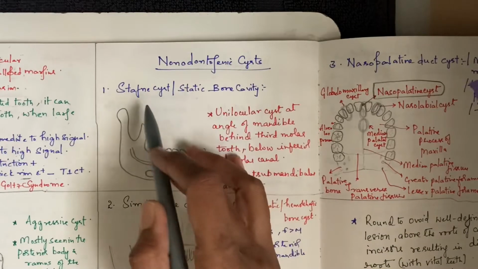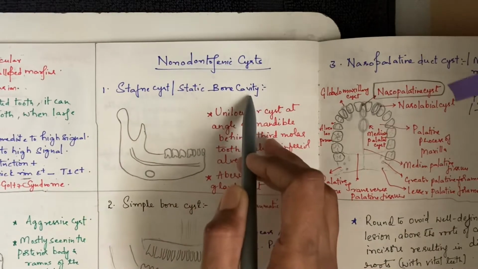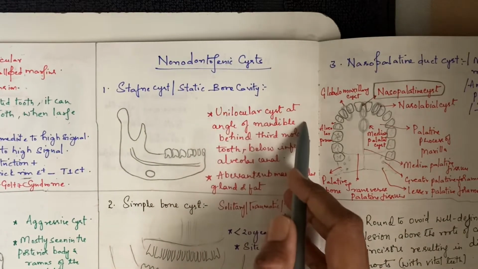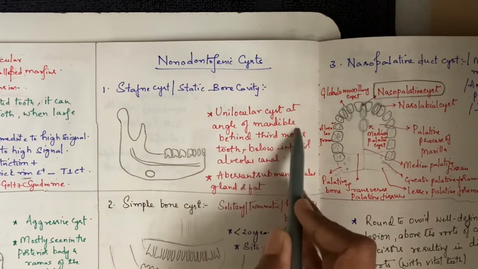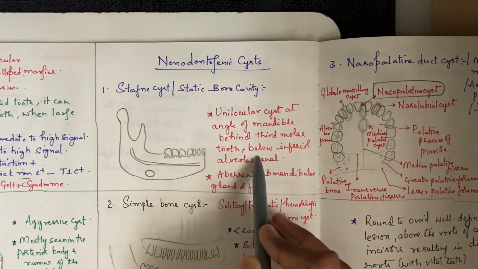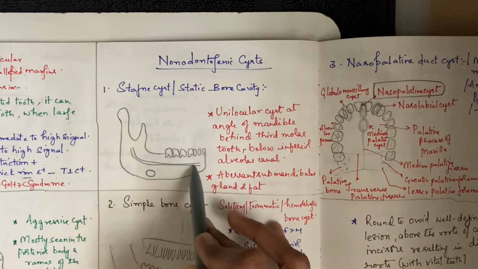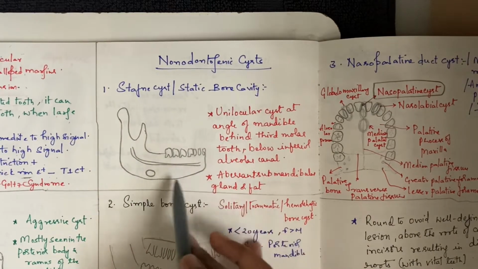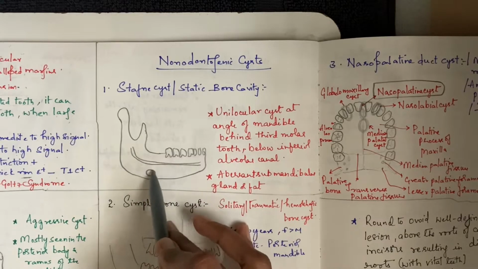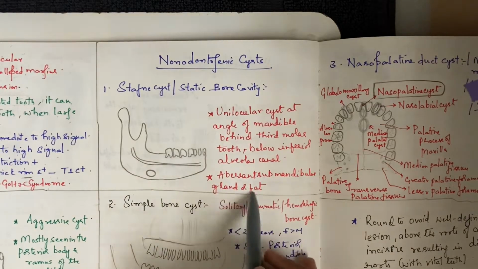First, coming to Stafne cyst or static bone cyst, it's a unilocular cyst at the angle of the mandible behind the third molar tooth, below the inferior alveolar canal. What is this? It's an aberrant submandibular gland or fat.